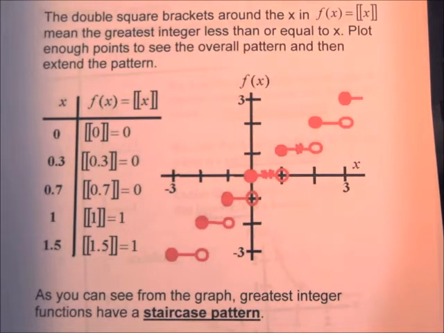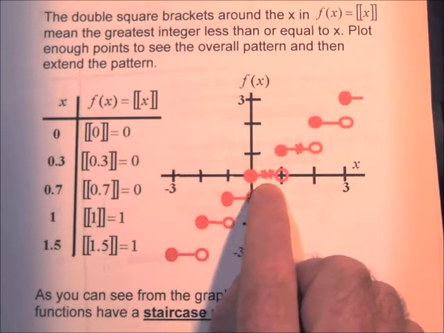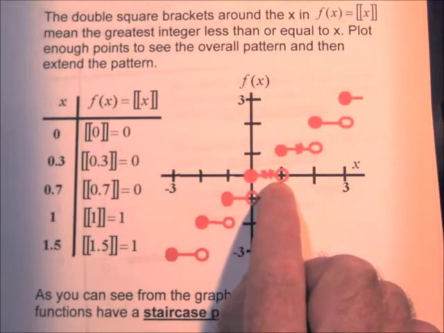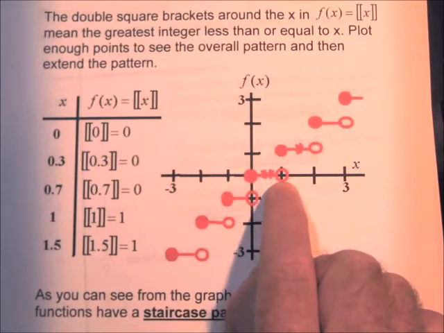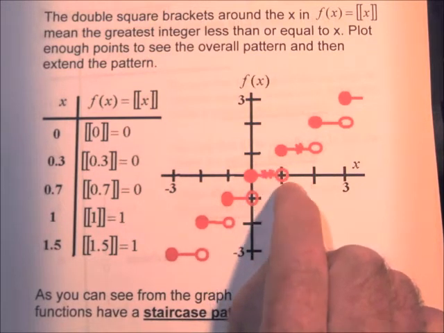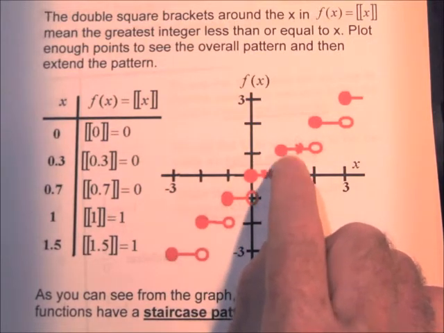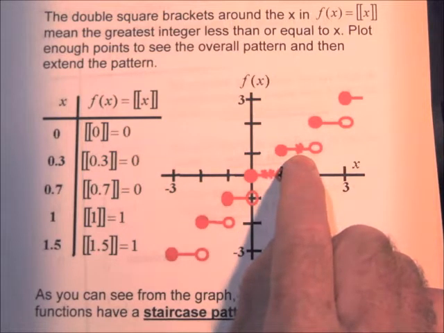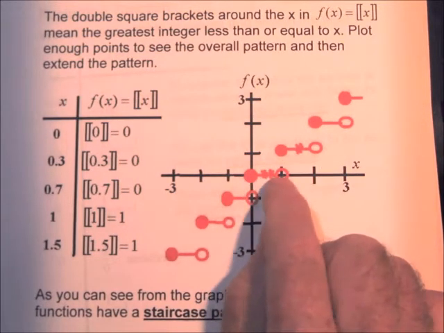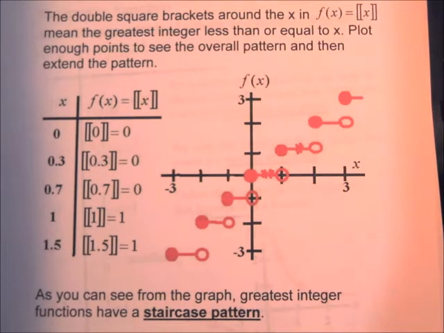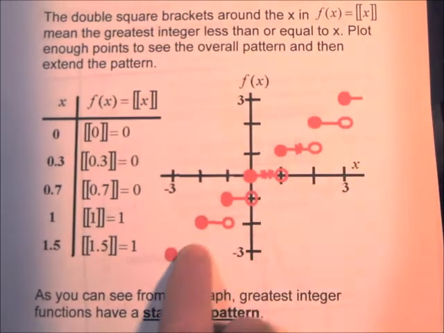Okay, so then we can plot the points. We have 0, 0, and then 0.3, 0.7, and then I put an open circle here because 0 point anything is going to be 0, but then as soon as you get to 1, it jumps up. So there's going to be a gap there in the graph. It jumps up to 1. And then the greatest integer less than or equal to 1.5 is also 1. So that's probably enough to see the pattern. It's going to be a staircase type pattern, and you just continue the staircase in both directions.